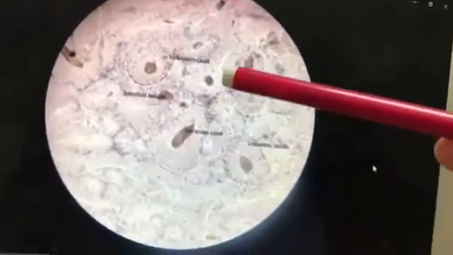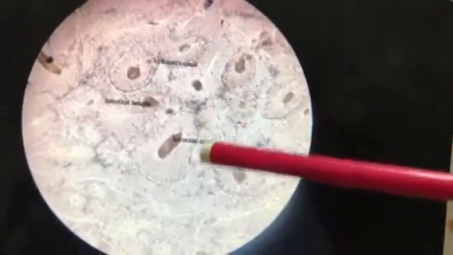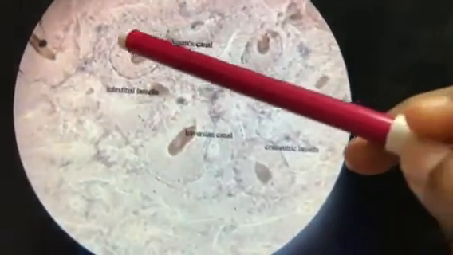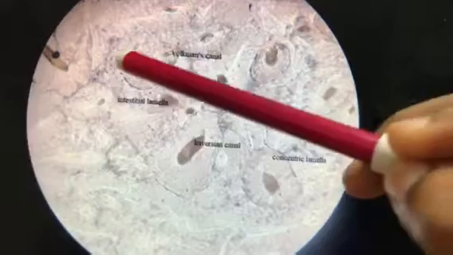Now we'll see the histology of the bones. What are the possible discussion questions we'll face in the histology of bone? This slide will be given, and we'll ask about it one by one. This thing is called an osteon. This entire Haversian system is called an osteon.